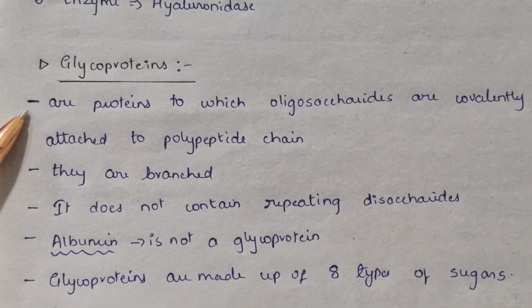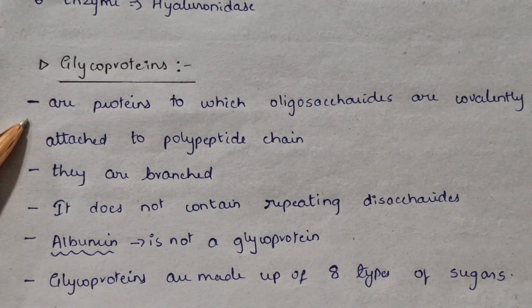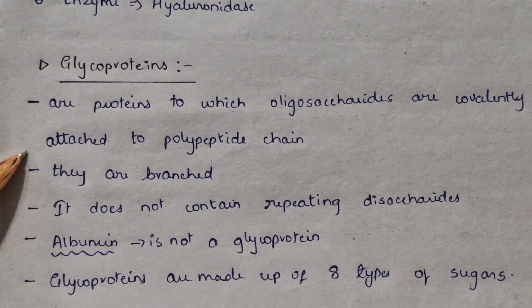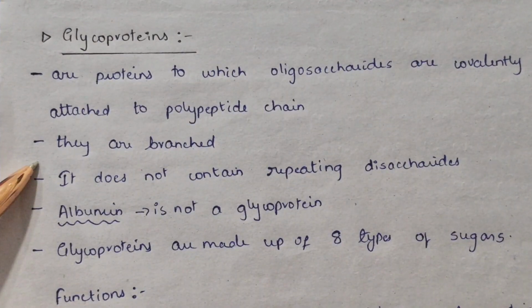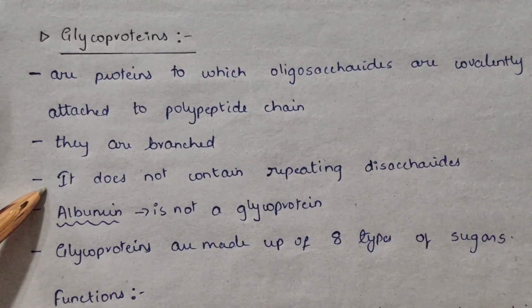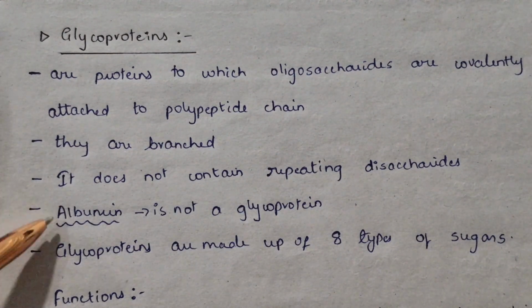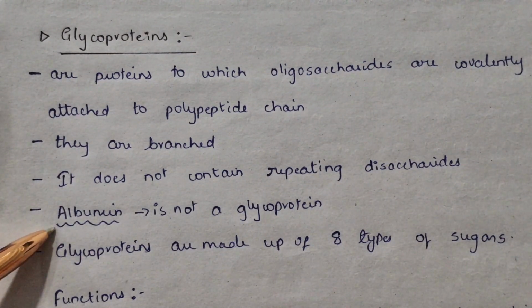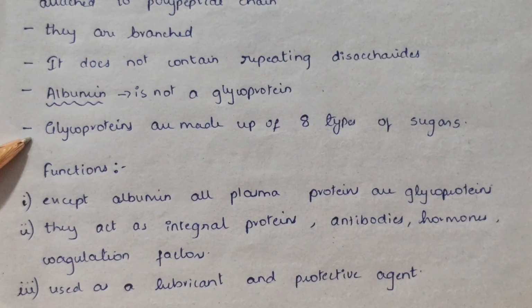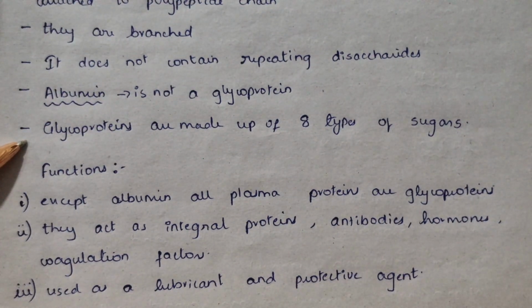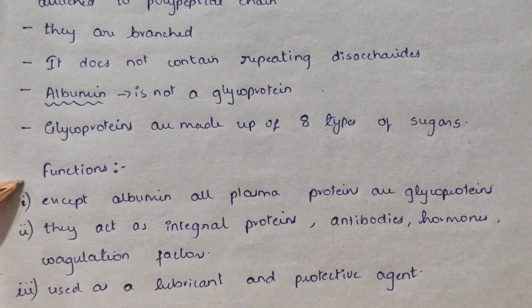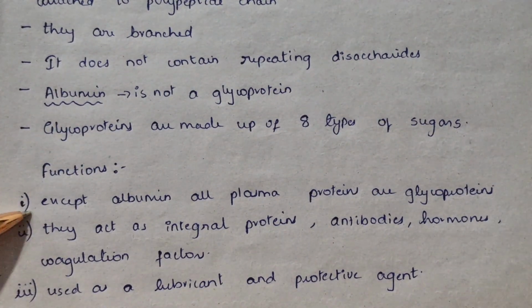Glycoproteins. These are proteins to which oligosaccharides are covalently attached to the polypeptide chain. They are branched and they do not contain repeating disaccharides. Albumin is not a glycoprotein. Glycoproteins are made up of 8 types of sugars. Functions of glycoproteins. Except albumin, all the plasma proteins are glycoproteins.